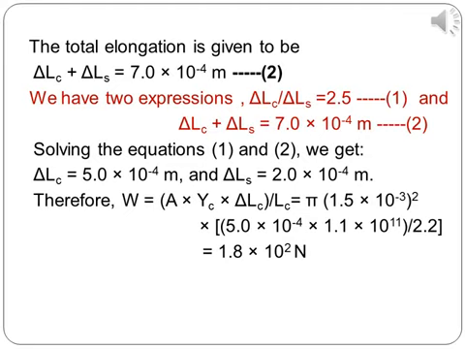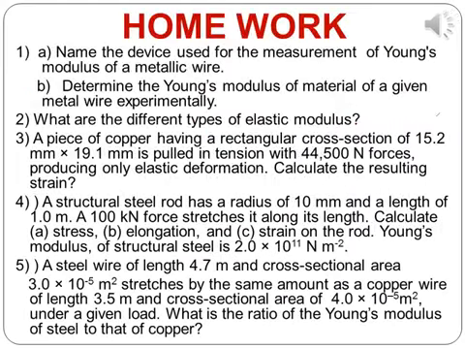Therefore, what is the load added to this combination? It is obtained from the expression 1a. W is equal to A into YC into delta LC by LC. By substituting the values of A, YC, delta LC and LC, we get W is equal to 1.8 into 10 to the power of 2 Newton.